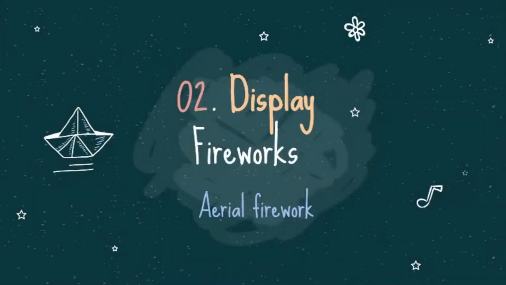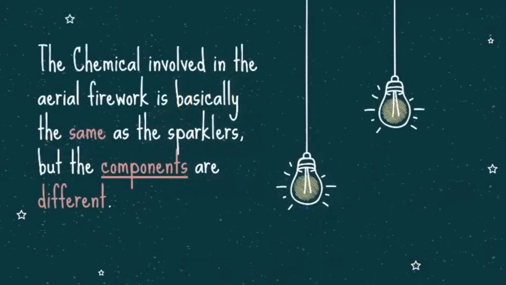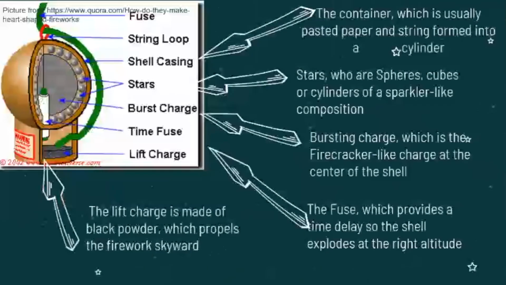Next, the large-scale fireworks we often see, which is the display fireworks or the aerial firework. Chemicals involved are basically the same, but the components are different. Unlike sparklers, the aerial firework has a shell, and it has 4 parts. First, the container, which is usually pasted paper and string formed into a cylinder.